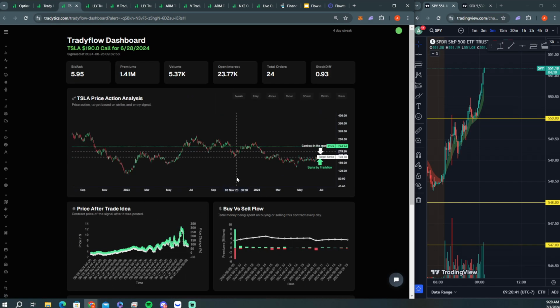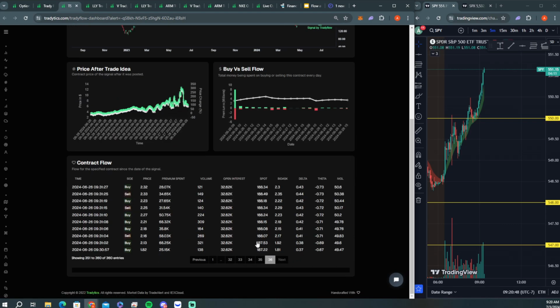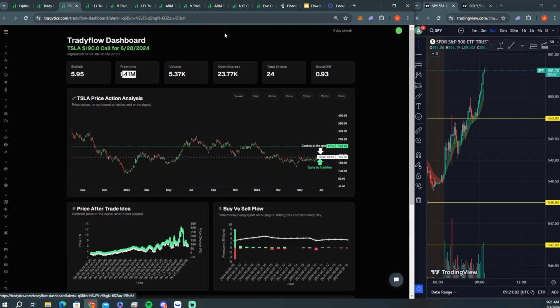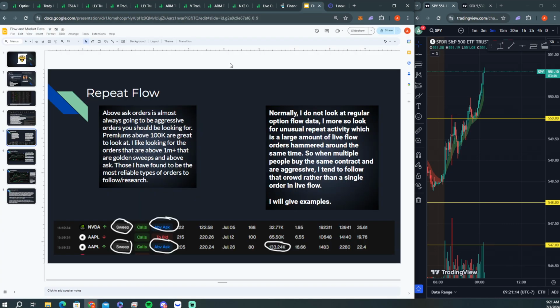So collectively, there was 24 orders and $1.4 million in premiums that came out once this order was triggered. So once this alert came out, I could see down here how many more buys and sells came after that alert, which is really, really nice. But that's pretty much what I look for. Just repeat orders, aggressive orders above ask, close expirations with high premiums. I know that's a lot, but I hope that explained it.